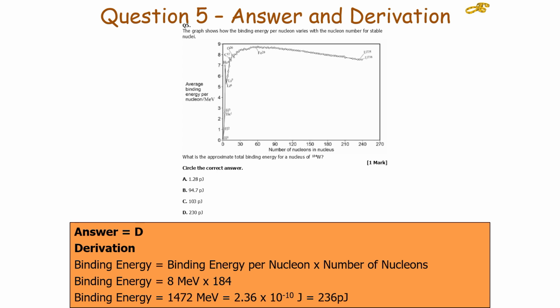Then to convert that into joules, you multiply by 1.6 times 10 to the minus 13. That gives us our answer of 2.36 times 10 to the minus 10 joules, which we want to work in picojoules. 10 to the minus 9 is then going to be 236 picojoules. So our answer is going to be D.